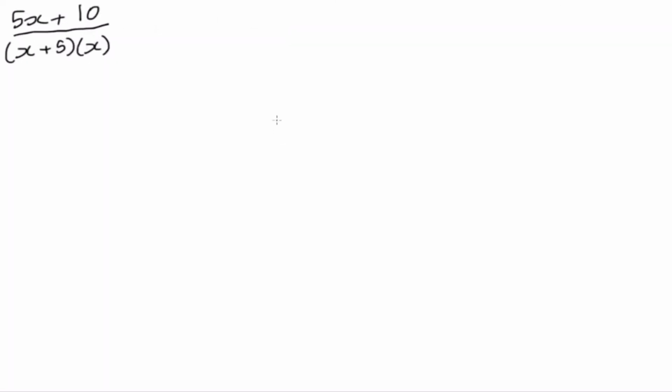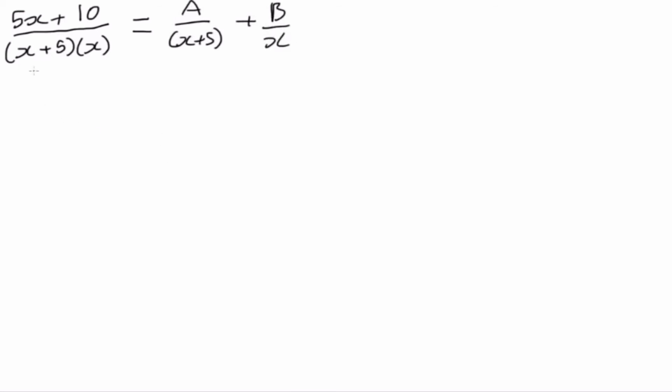This is our second example here, so if you want to pause and give it a go before watching this video, that'd be great. So let's get started. Now we can split the bottom into x plus 5 and x, so A over x plus 5 plus B over x.